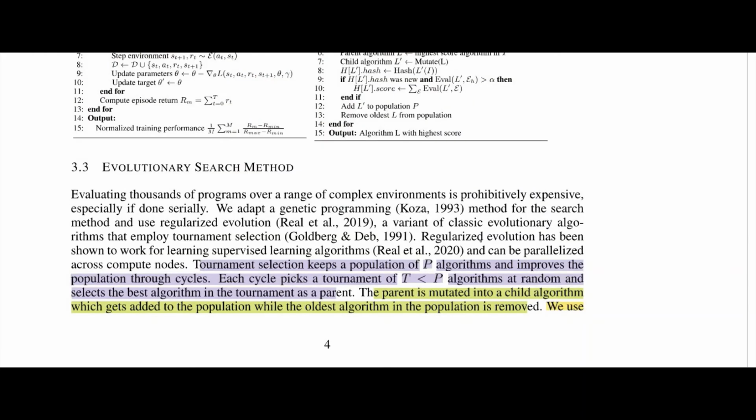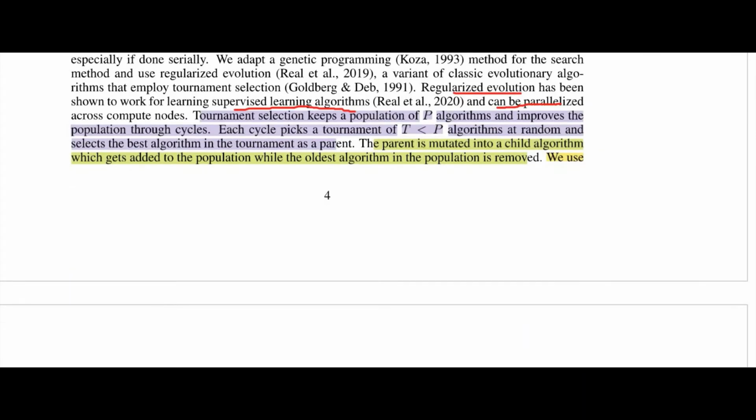For the evolutionary search method, they use something called regularized evolution, because it has been used for some supervised learning algorithms, and it can also be parallelized over compute nodes. They definitely need parallelization because the task requires a lot of computation. It works through tournament selection. You have a population of P algorithms, and you improve the population through cycles. Each cycle picks a tournament of T less than P algorithms at random and selects the best algorithm in the tournament as a parent. A parent is mutated to a child algorithm, which gets added to the population while the oldest algorithm in the population is removed.